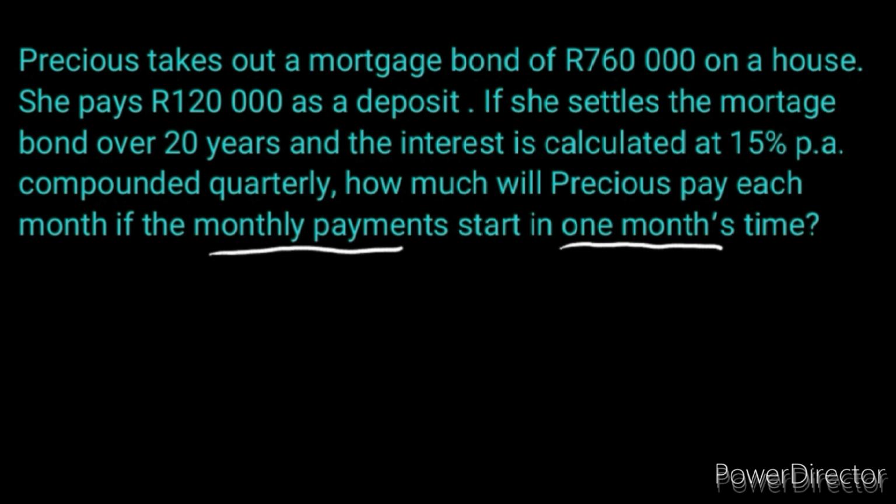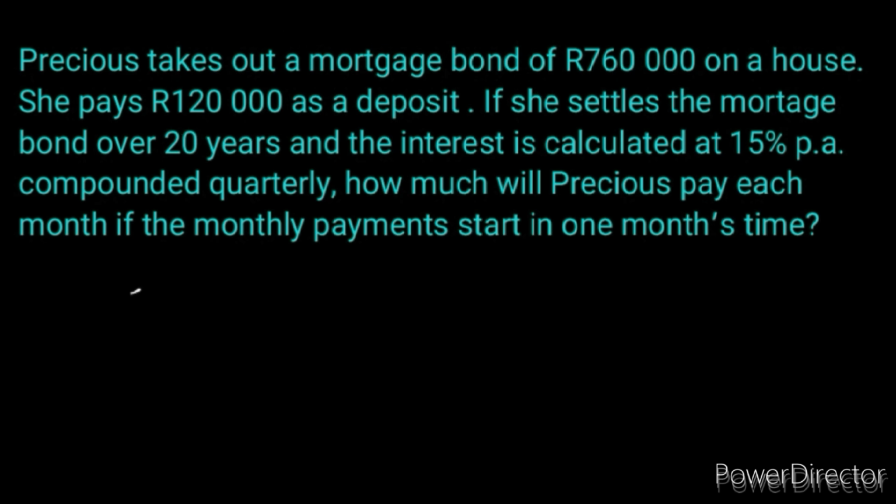But we've got a slight problem. She paid a deposit even before this payment started. This situation of a deposit appears a lot in past papers. So what you should do every time somebody takes out a loan and pays a certain deposit: notice that if somebody takes a loan and pays a deposit immediately, then the loan is reduced immediately. So what you have to do is subtract this from the total loan.